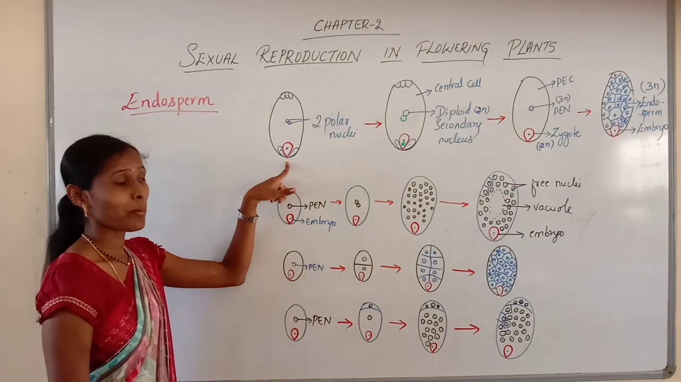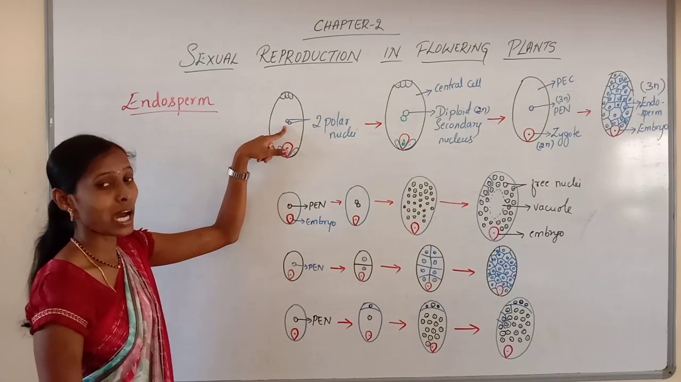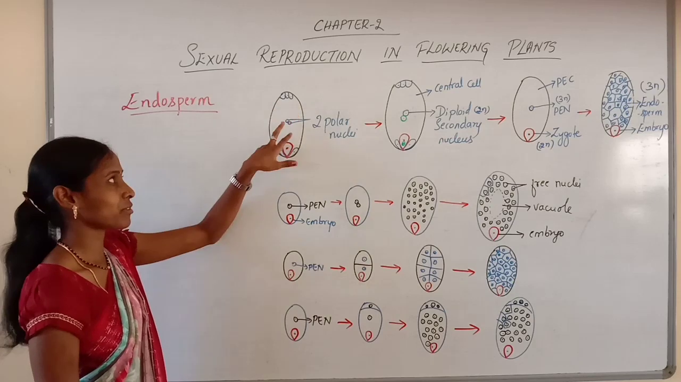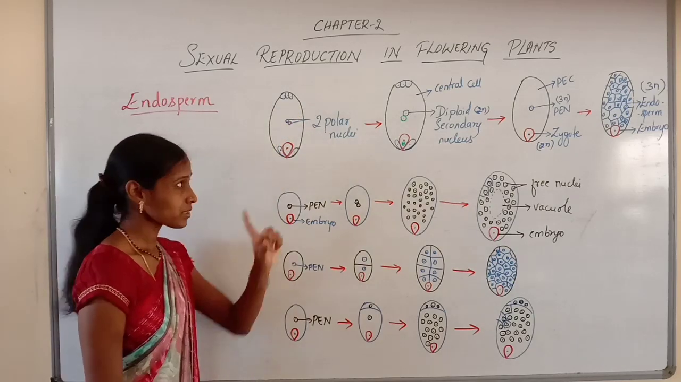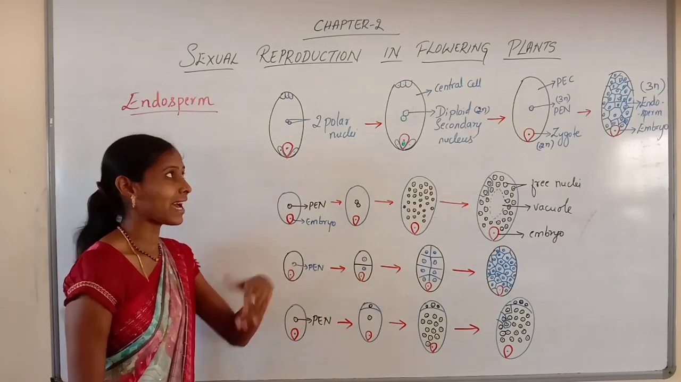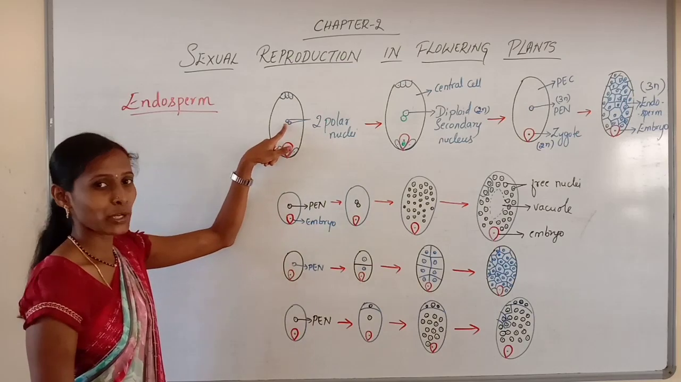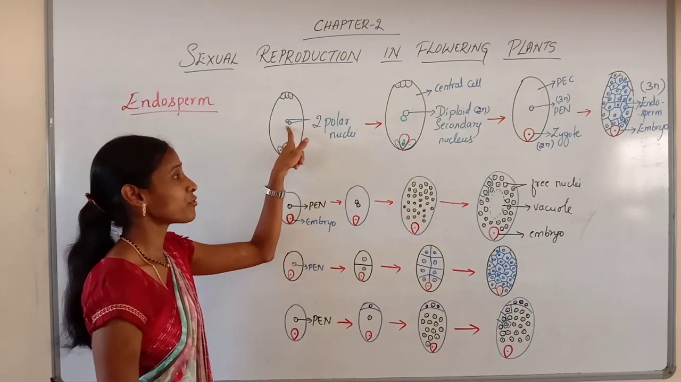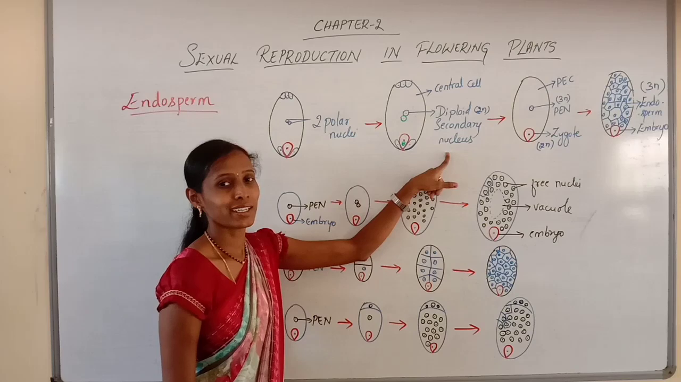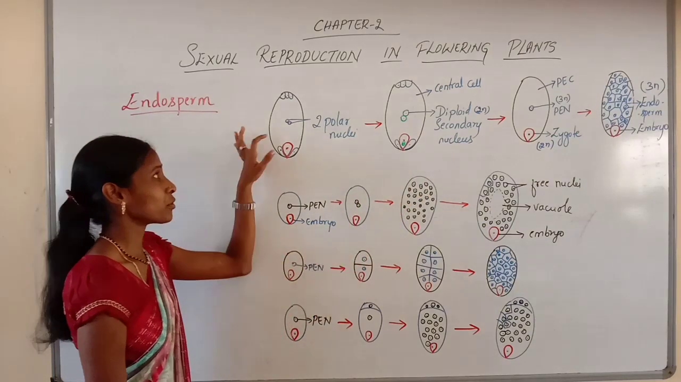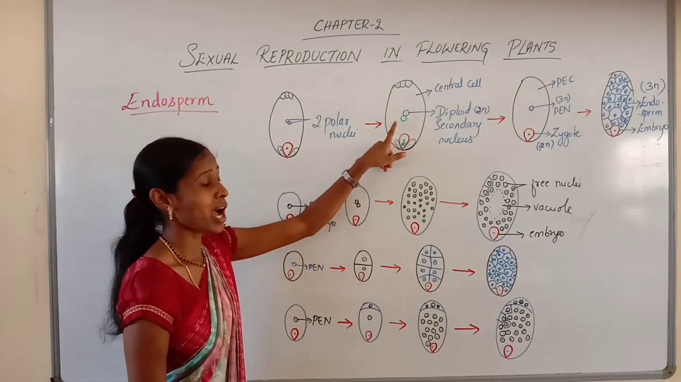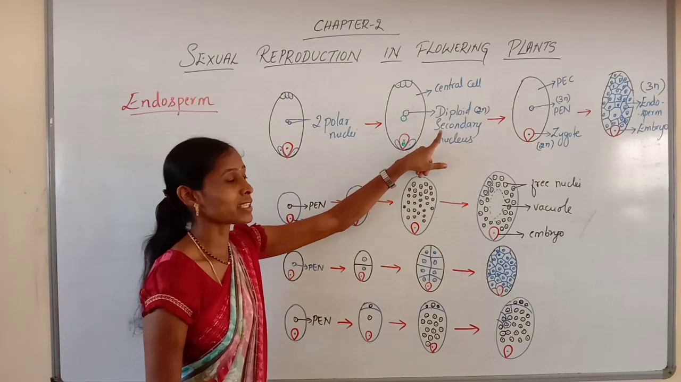Then another male gamete fuses with the two polar nuclei which are present in the central cell. So this is the central cell. In the central cell we can find the presence of two polar nuclei. So another male gamete fuses with these two polar nuclei. Or else we can write it another way, because these two polar nuclei, before fertilization, fuse to form one nucleus which is diploid, and it is called the secondary nucleus. You can write the fusion of the other male gamete with the two polar nuclei, or else the fusion of another male gamete with the diploid secondary nucleus.